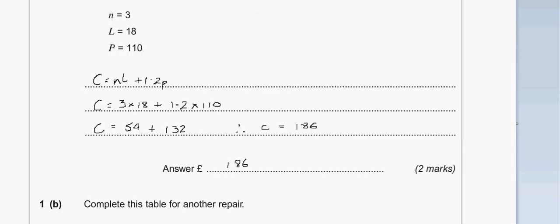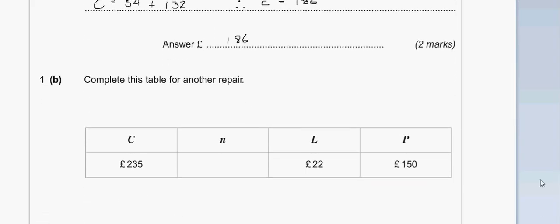So now question B, complete the table for this other repair. Complete this table for another repair. Right, so here we have the cost, but we don't have N, so they want us to work out what N is. We have L and we have P.